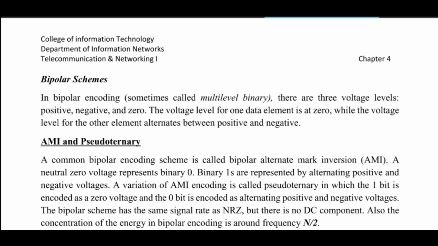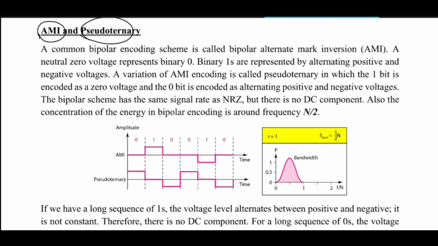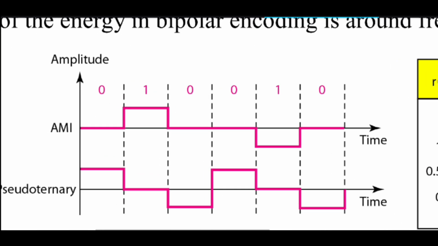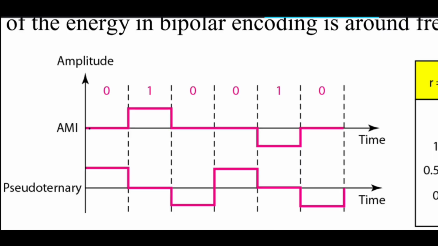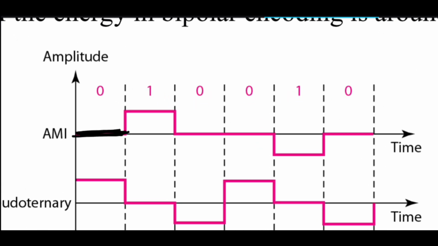Then we have our bipolar schemes. One is AMI and another one is pseudoternary. Okay. Let's discuss AMI. In AMI, the 0 will be maintained as 0 value, then 1 will be inverted. If this time the 1 is in upper voltage or positive voltage, then next time it will be the negative voltage, okay.